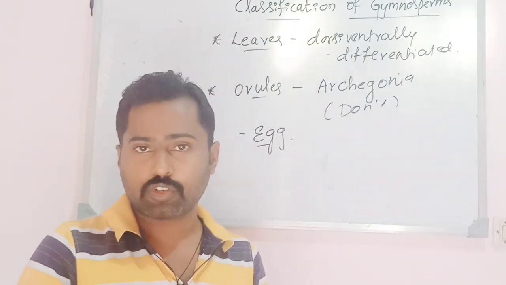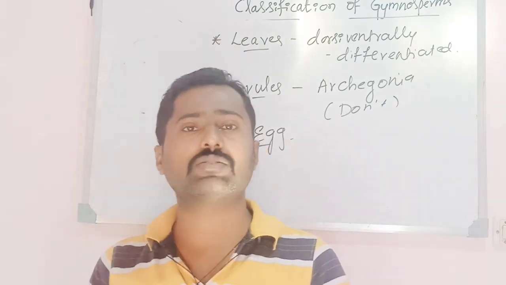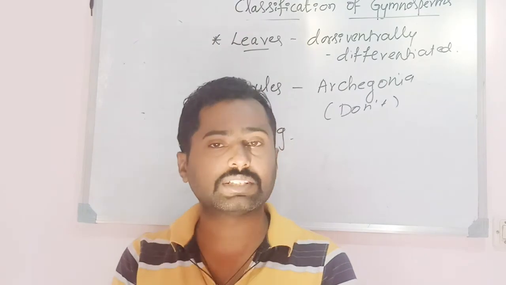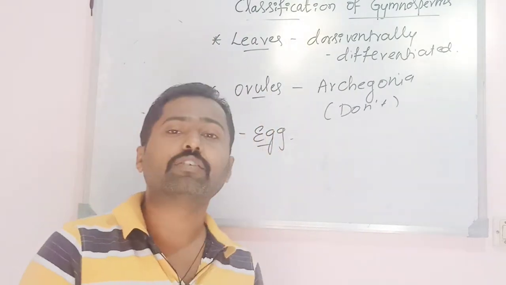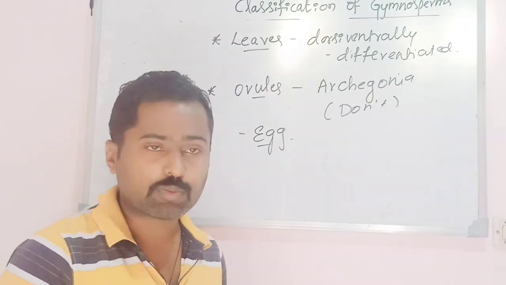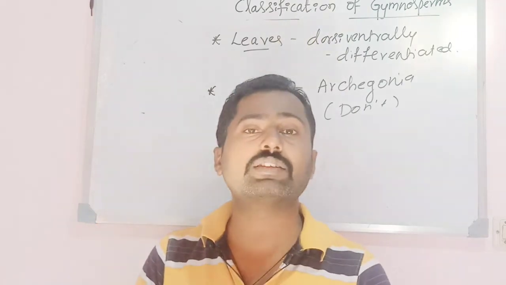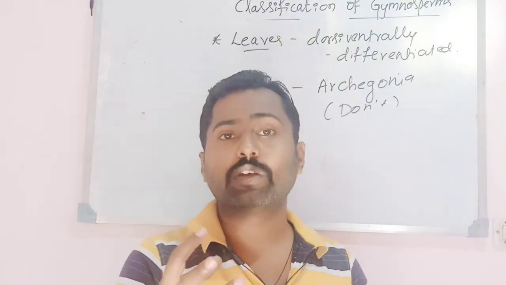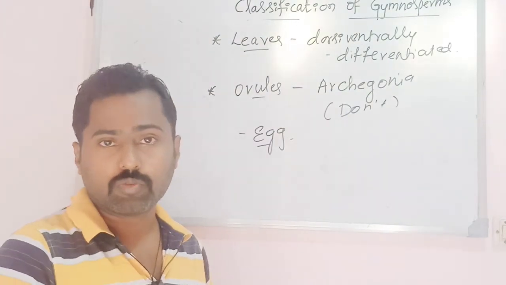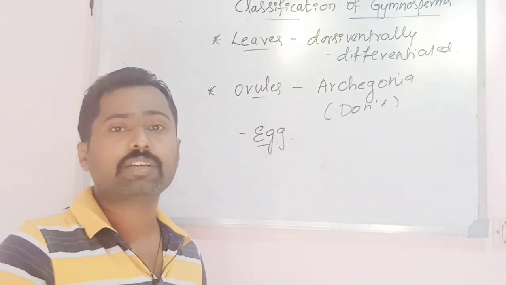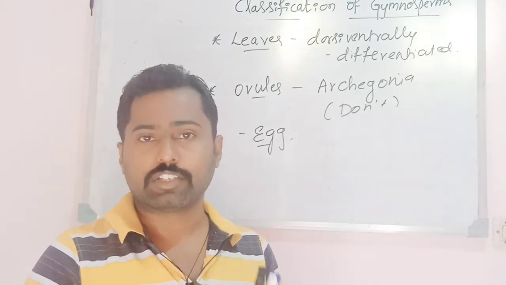Especially gnetum shows the majority of characters shared with the angiosperms. Hence it can be considered as a connecting link between gymnosperms and angiosperms, like the presence of a dorsiventrally differentiated leaf, similar to angiospermic plants. Then the presence of trachea in xylem, presence of companion cells, absence of archegonia, having only one egg, or archegonia represented only by the ovum or the egg within the ovule. All of these characters resemble the angiospermic plants. So this is all about the classification of the gymnosperms.